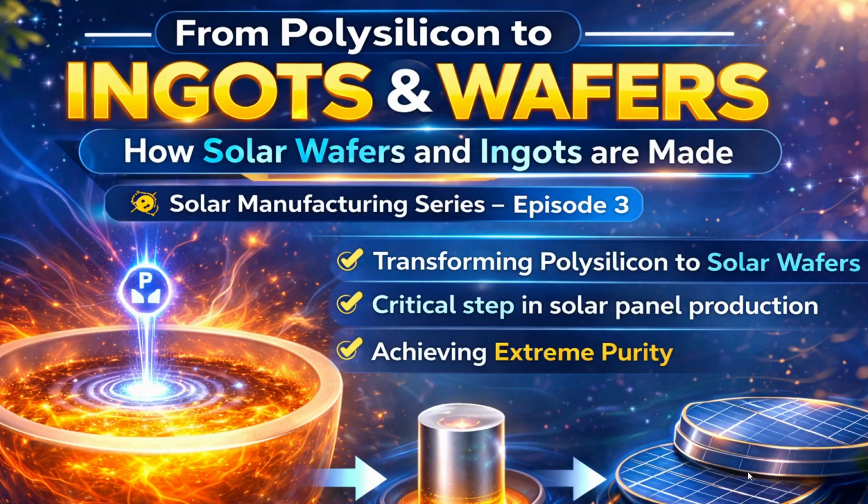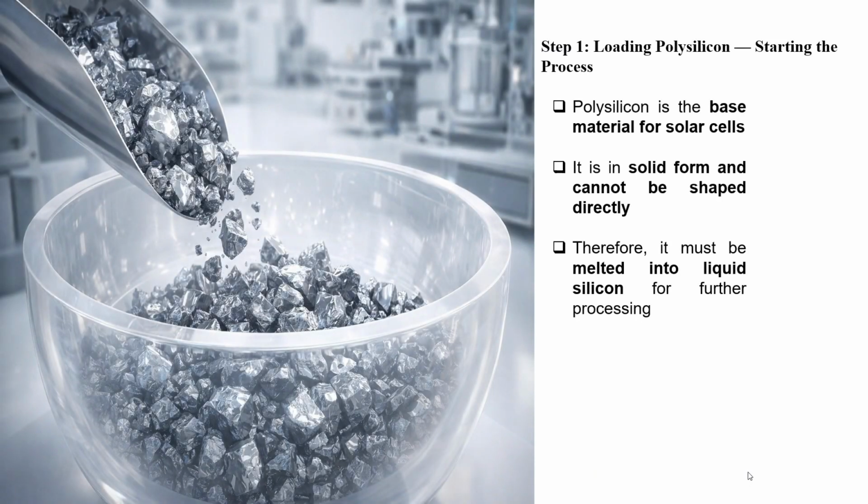In the last video, we clearly understood how polysilicon is made from quartz through multiple chemical processes into ultra pure silicon. Today we are going to move to the next important stage: how polysilicon is converted into silicon ingots and then into wafers. Why are ingots and wafers needed here? Because solar cells are not made directly from polysilicon chunks. They are made from silicon wafers. So let's break it down step by step in a simple way.